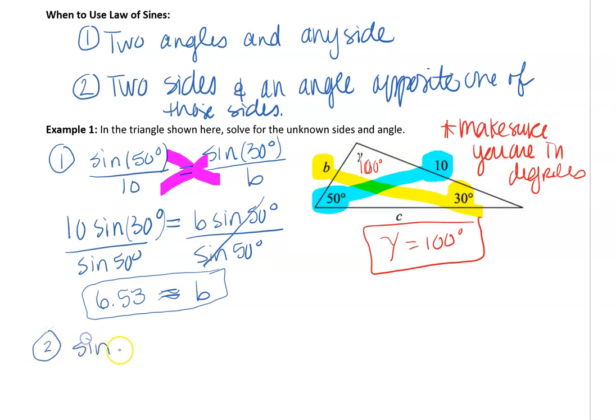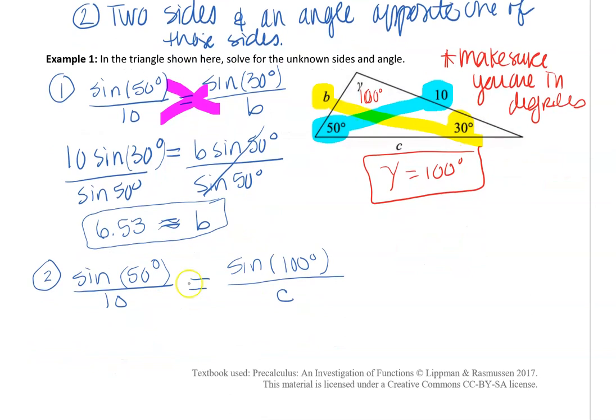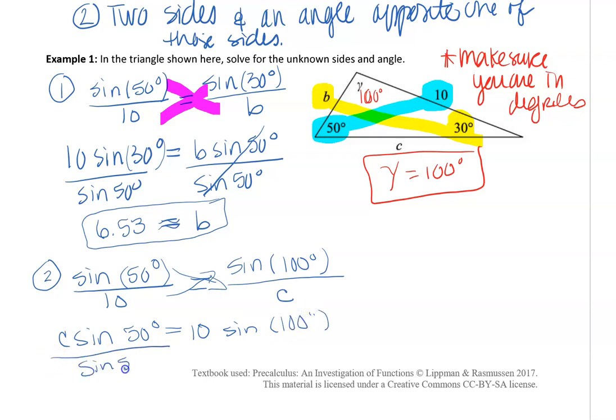So again, I'm going to use that relationship of sine of 50 degrees over 10 equal to, now we're going to do the other direction, and we found lambda to be 100, so I'm going to say sine of 100 degrees over c. We're going to do the same situation. I'm going to multiply this way, so that gives me c sine of 50 degrees equal to, multiplying this way, 10 sine of 100 degrees, and then divide to get c by itself. So again, make sure your calculator is in degrees.